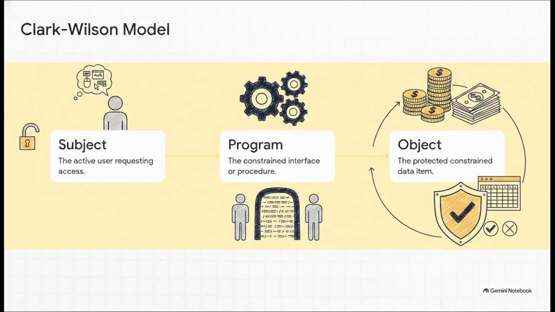Now, another major integrity model you need to know is Clark-Wilson. But unlike BIBA, which uses a strict lattice of classification levels, Clark-Wilson uses an access control triplet: subject, program, and object. Basically, a subject can never directly touch the object. They have to go through an intermediary program or constrained interface.